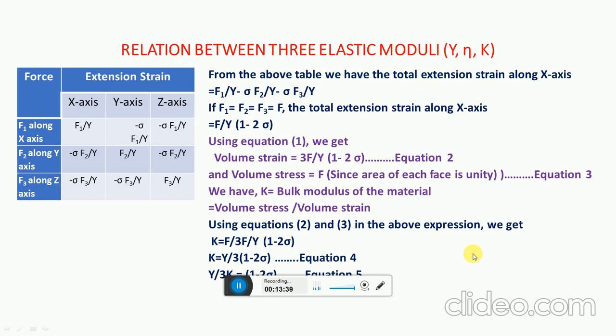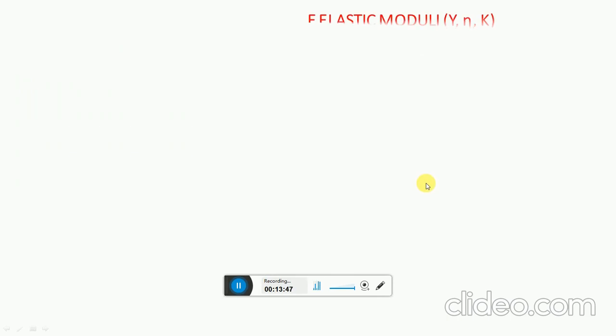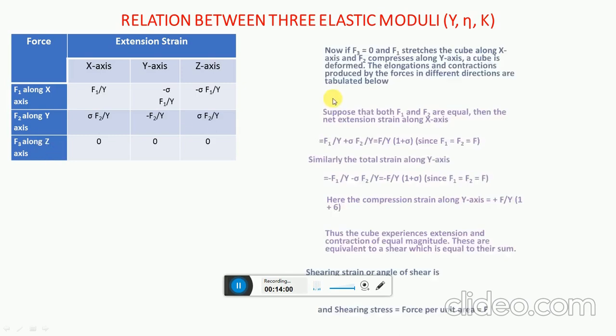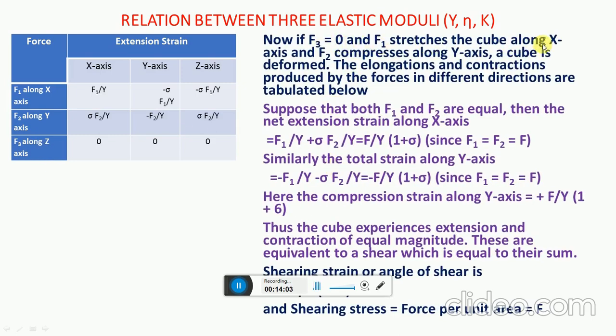That means, considering only the x direction, the extension strain is adding each extension strain, we have this equation. Similarly, when we consider another table, when F3 is 0, what will happen? Here F1 stretches the cube along the x-axis, F2 compresses along the y-axis. That means by considering these two forces present, the extension strain and contraction strain because of F1, F2 are shown in this table.